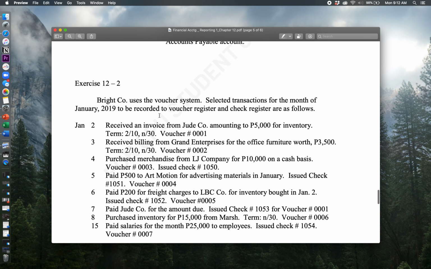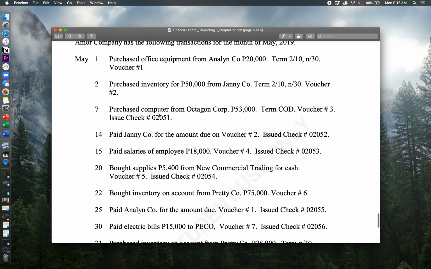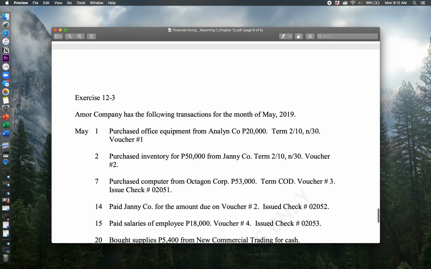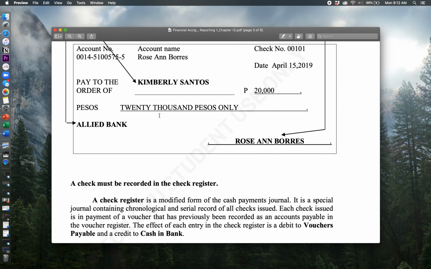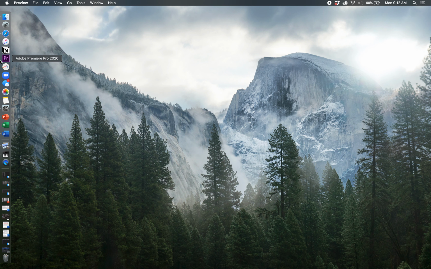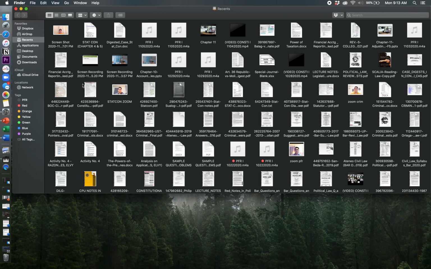Then try to answer Exercises 12-1 to 12-3. I think that's it, guys. I need to stop this recording, then we will proceed to another chapter, chapter 13. I have to close this file, then open the other file.